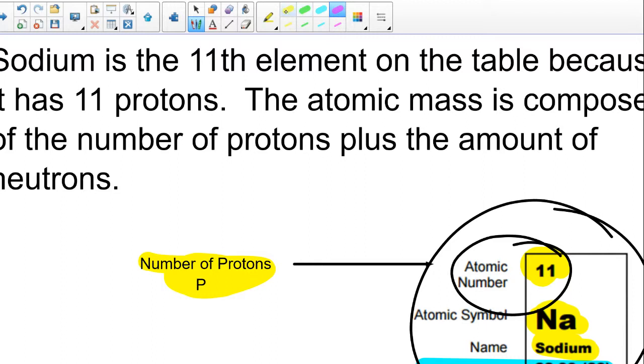Well, if there are 11 protons, how many neutrons would I need in order to get 23? Well, it would be 23 minus 11, so that would make it 12. So that tells me how many protons and how many neutrons I have.